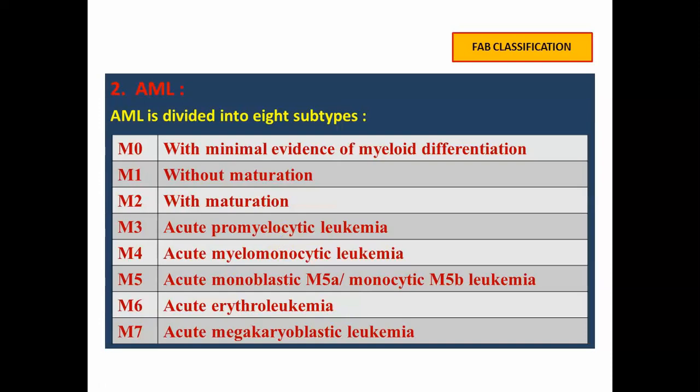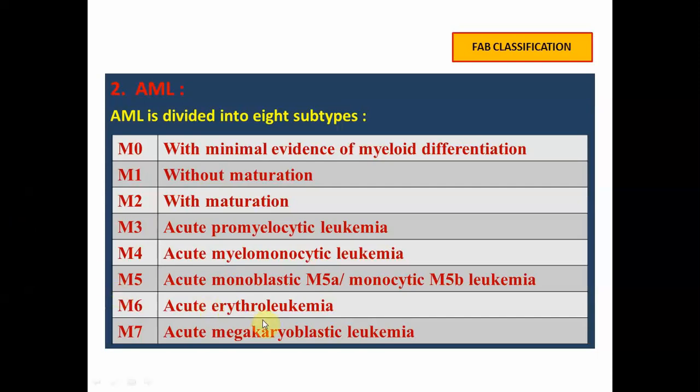The involvement and the maturation arrest will occur at the promyelocyte. So the prominent cell that I see is the promyelocyte, and I will not find later sequences such as the mature cell neutrophil. There is a maturation arrest and the prominent cell is the promyelocyte. There will be malignant promyelocytes in this form of leukemia.